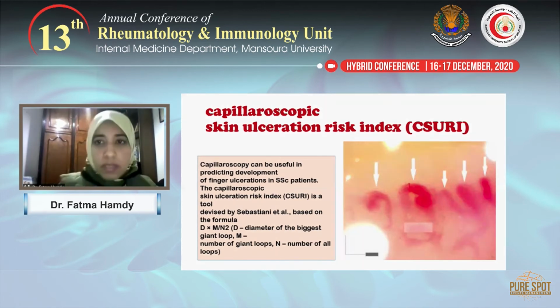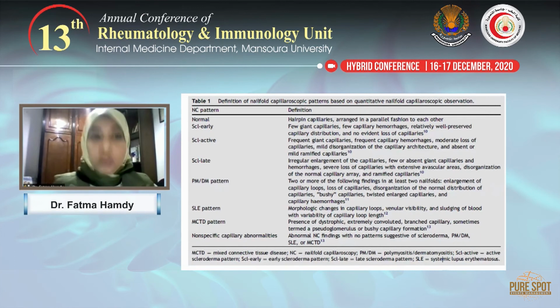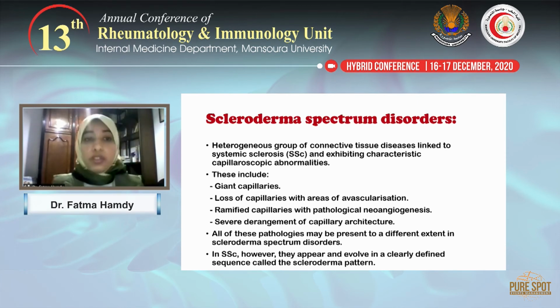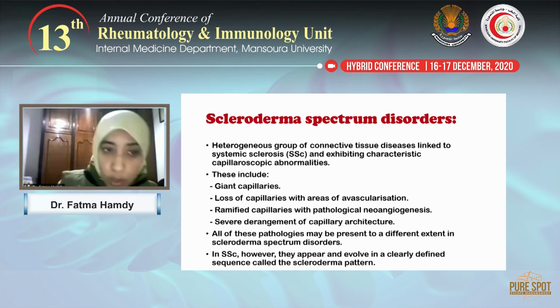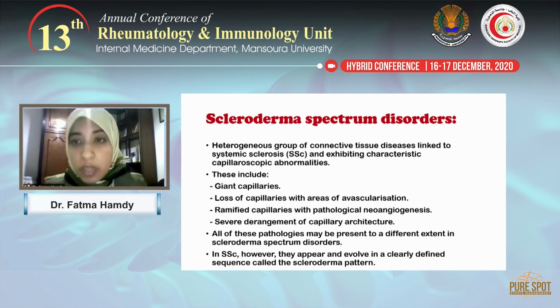This table summarizes the pattern in different connective tissue disorders. What about scleroderma spectrum disorder? These are a heterogeneous group of connective tissue diseases linked to systemic sclerosis and exhibiting characteristic capillaroscopic abnormalities. These include the giant capillaries, loss of capillaries with avascular areas, ramified capillaries, pathological new angiogenesis, and severe derangement of the capillary architecture. These changes are very similar or typical for scleroderma pattern.